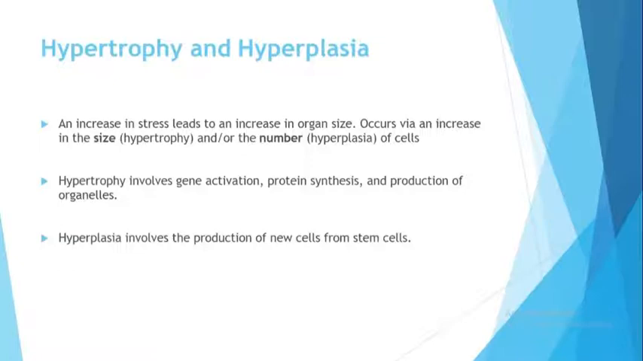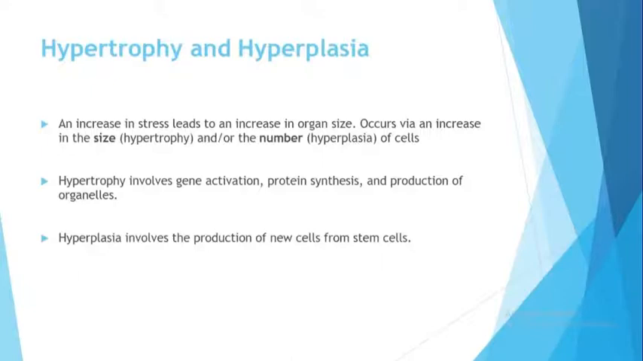And the most important thing about hypertrophy and hyperplasia that we have to know is the mechanism of both hypertrophy and hyperplasia. So hypertrophy involves gene activation, protein synthesis, and production of organelles. So our cells are lined by the cytoskeleton, and this cytoskeleton is formed predominantly of proteins. So in order to increase the size of the cell, you have to increase the size of the cytoskeleton, and you can do that by increasing protein synthesis. And whenever you're going to synthesize new proteins, then you're going to activate genes.